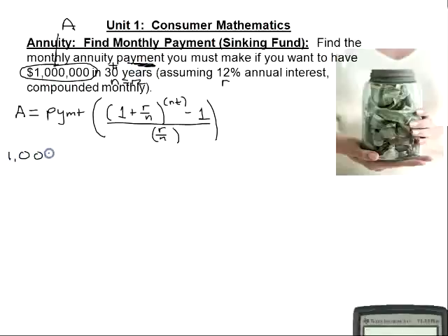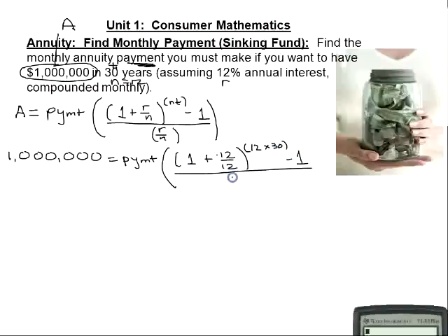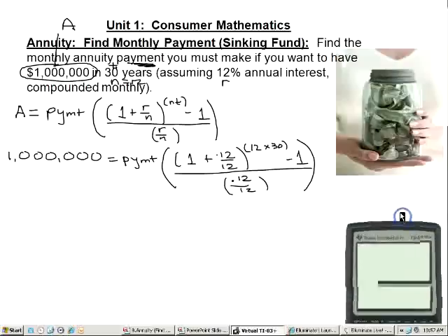So the $1 million we want to have at the end of this is equal to payment times 1 plus 0.12 over 12, raised to the 12 times 30, minus 1, all over 0.12 over 12. Now what we need to do is type this expression in our calculator to see what the value is.